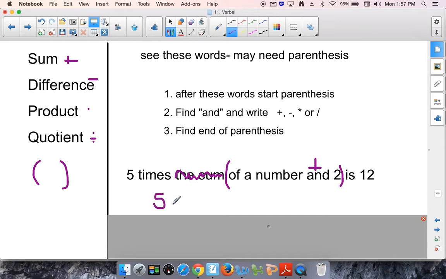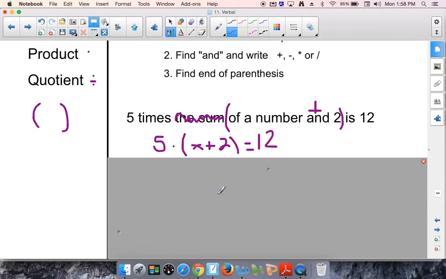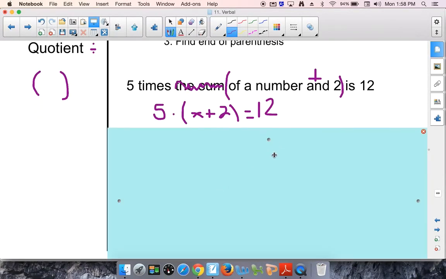5 times, parenthesis, a number, plus 2, is equal to 12. And there it is. We really don't even need that multiplication symbol. This is when we know we need the parentheses because we would then distribute 5 times x and 5 times 2 to be able to solve this problem. Now let's take a look at this next problem.